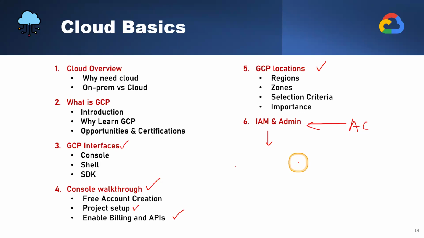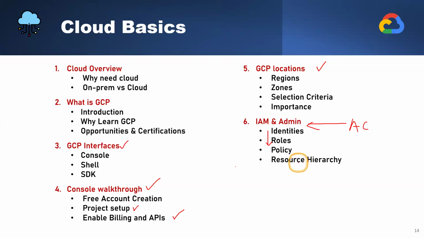You say IAM, identity access management, and with the help of that we provide access to multiple people via roles. We provide access to the identities via the roles. So what is a role, what is an identity, what is a policy, what is resource hierarchy, we are going to cover all the things here, guys.